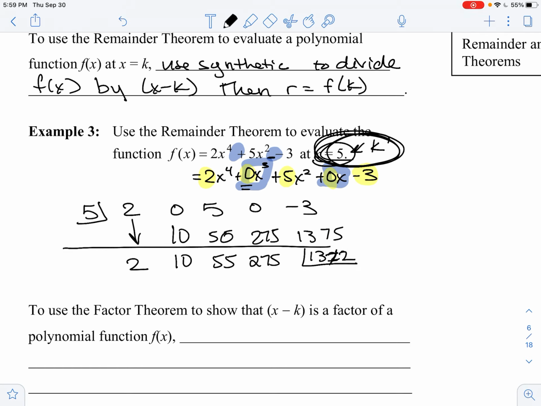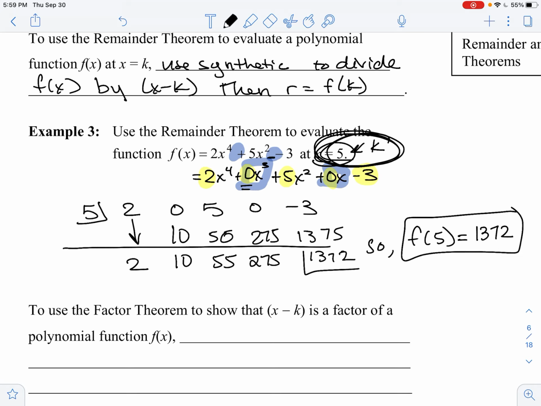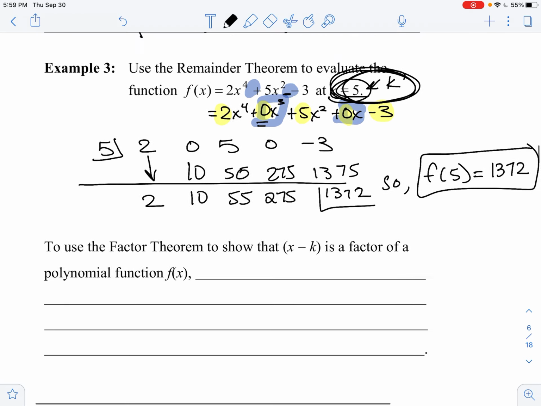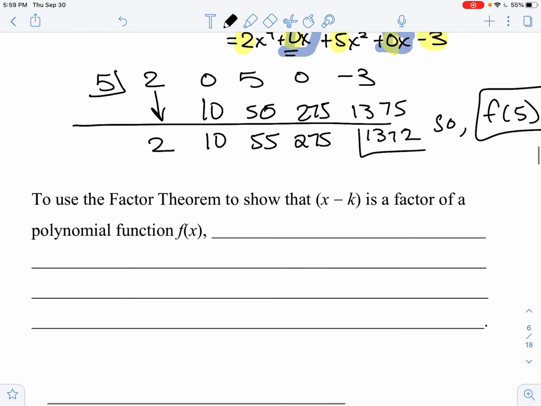So in this case, because we were testing, let me fix that for us, 1372. So we know that f of 5 is the remainder of all of this, which is 1372. So instead of plugging in 5 into all of that and evaluating, you can also use your synthetic division.